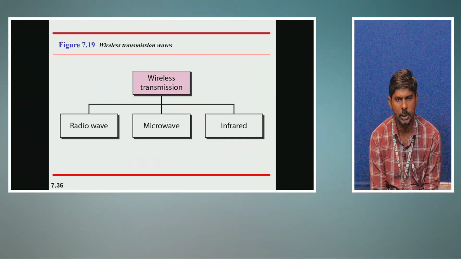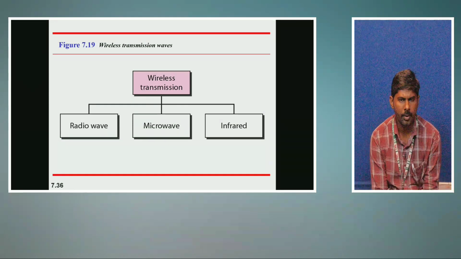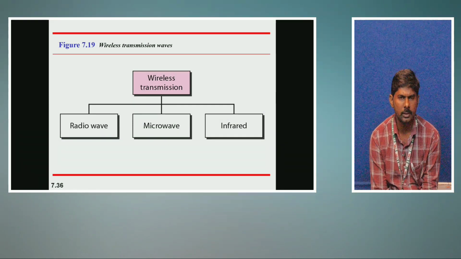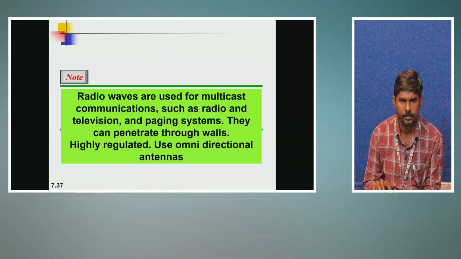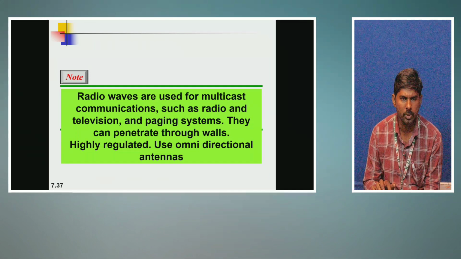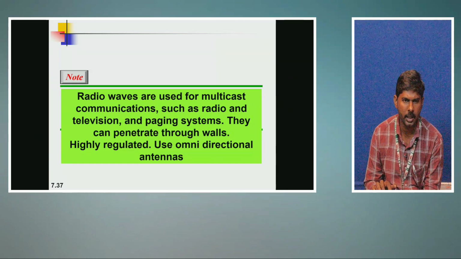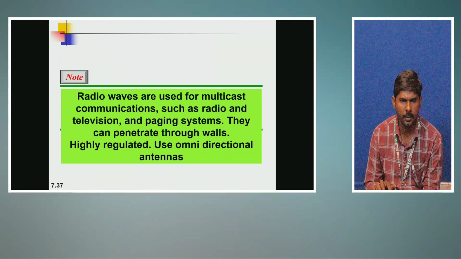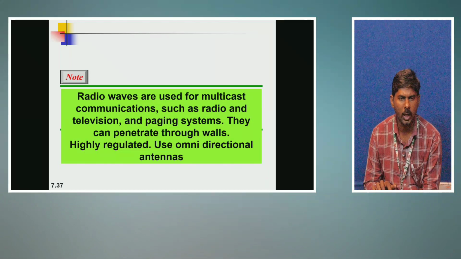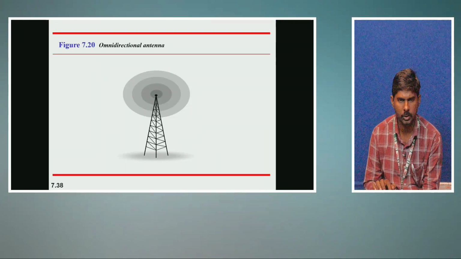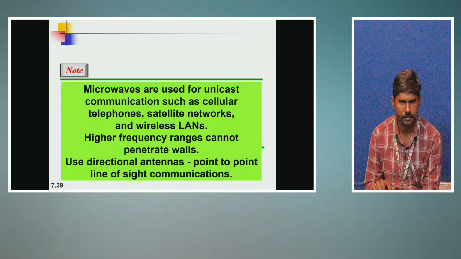So wireless communication or transmission is done through either radio waves, microwaves or infrared waves. Radio waves are used for multicast communication, that is radio, television and paging systems. They can penetrate through walls, are highly regulated, and use an omnidirectional antenna. So this is an omnidirectional antenna. It will transmit the signals in all directions.